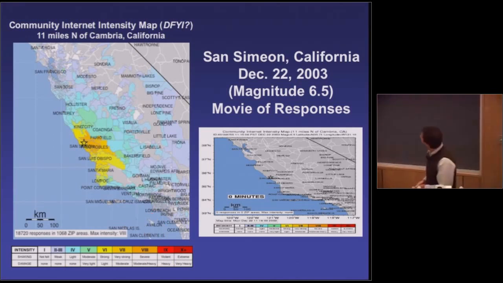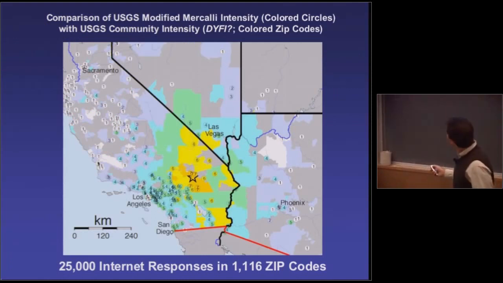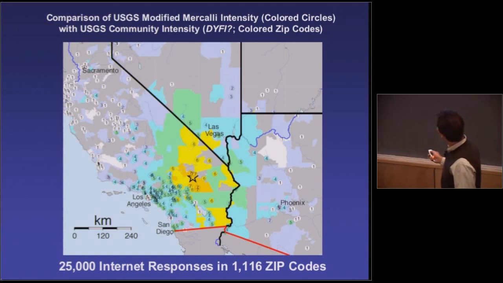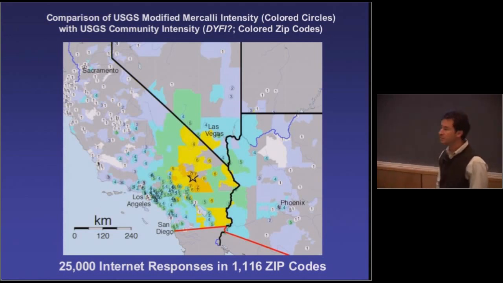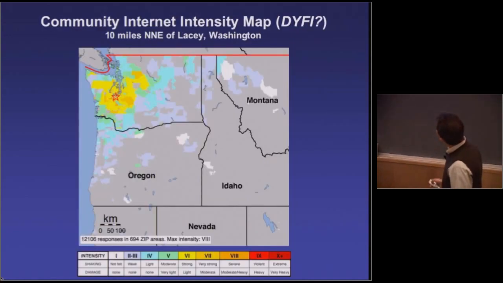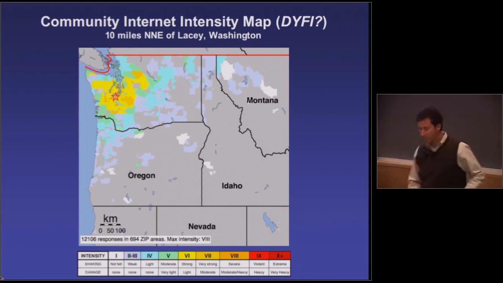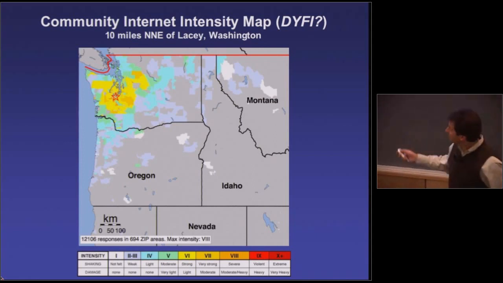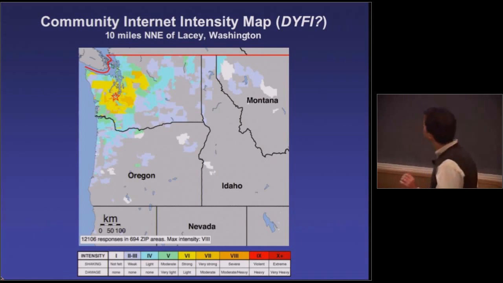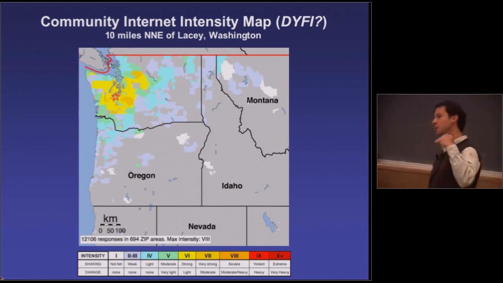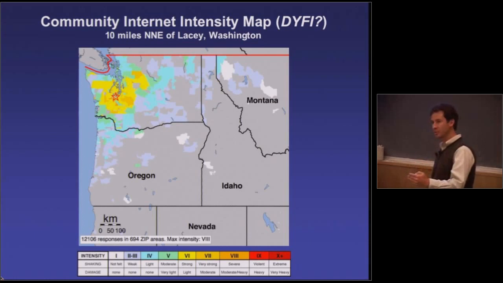Okay, so the largest earthquake that we had Did You Feel It for was the 7.1 Hector Mine earthquake. We had over 25,000 responses from this particular earthquake. In Washington, we had a magnitude 6.8. It was felt in many states. Again, here's a place where zip codes in a lot of areas are very large. What we can do here is then go to the street addresses when they're provided. About 80% of people put in the street addresses.